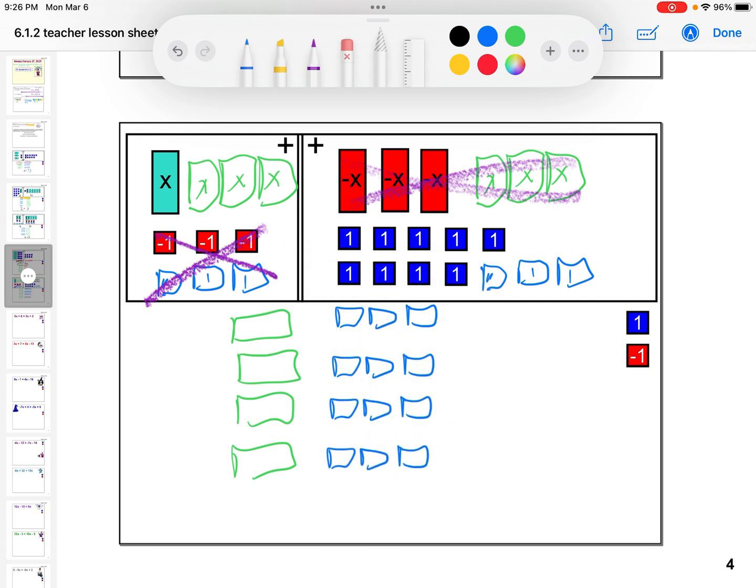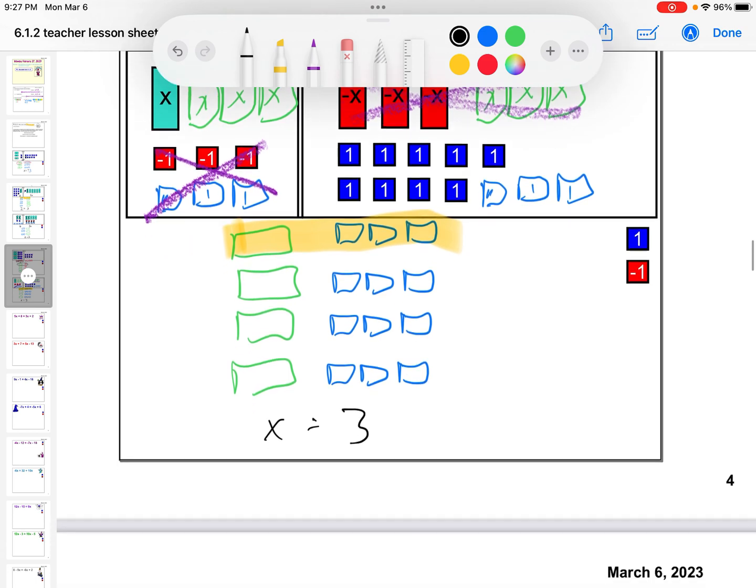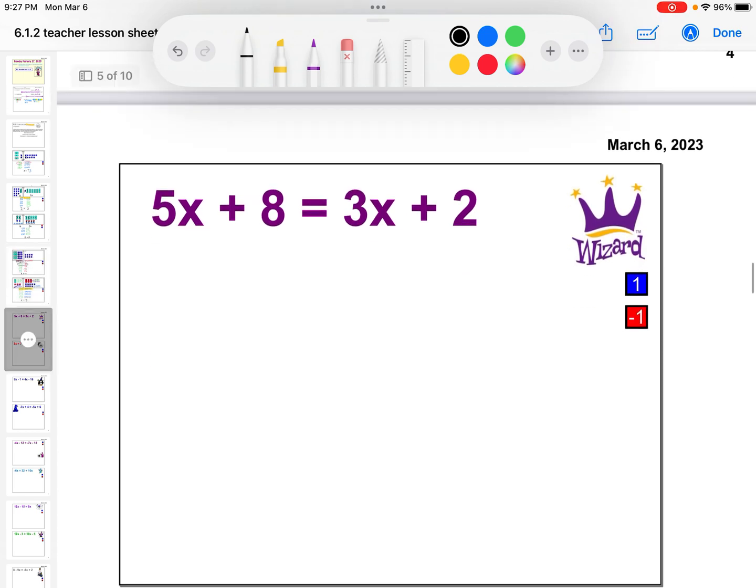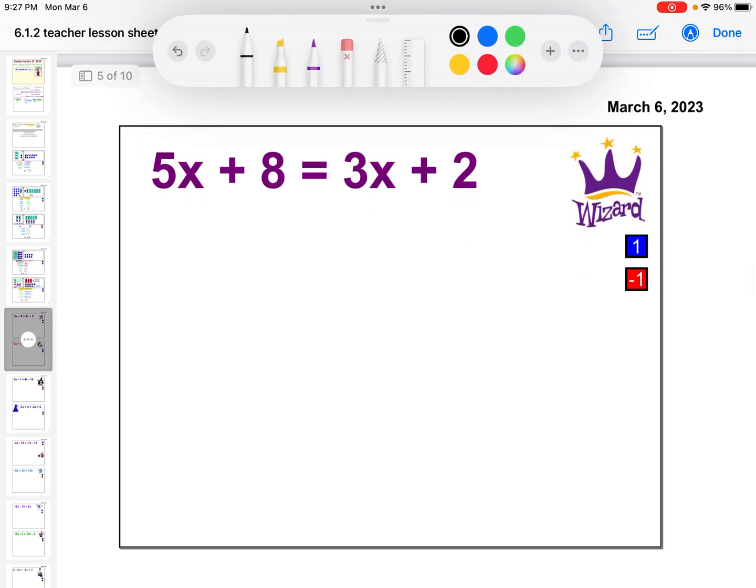There they are. What does each x tile have? 3x. Whoops. X equals 3, right? Okay, a lot of work and stuff that's going on there. Now let's start to take a look here at what we're doing. What do I notice? Okay, well, you got to picture what's happening here.